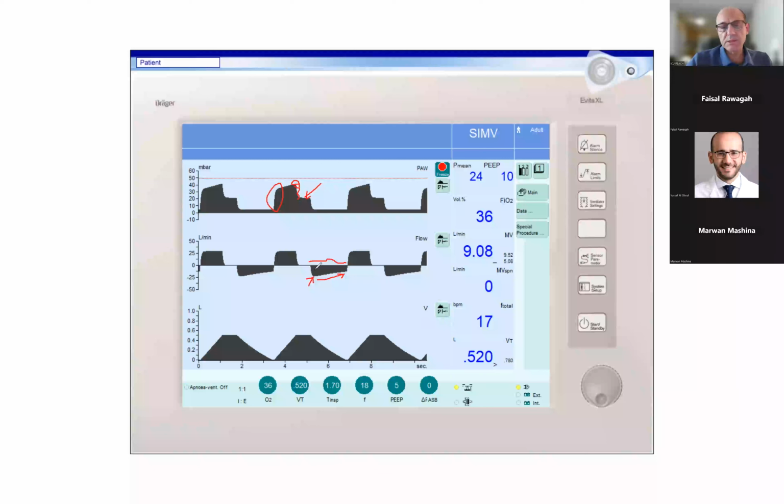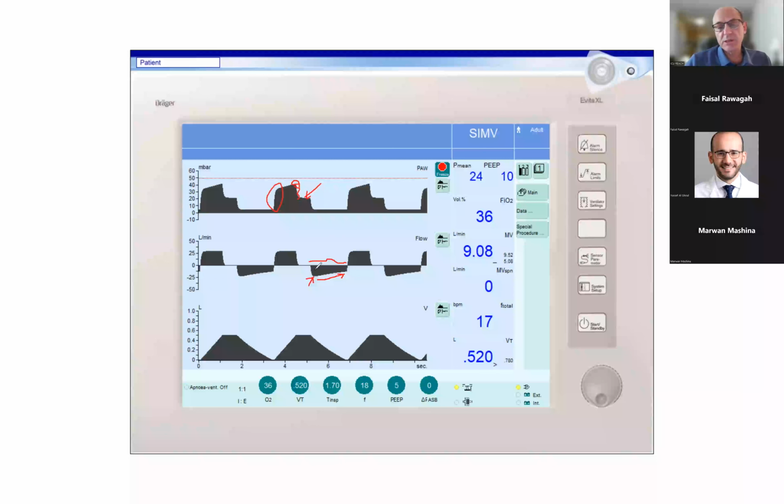The time constant is prolonged for this patient. And for people not aware of what time constant is, it's the resistance multiplied by compliance. And usually we inhale or exhale 2/3 of the air in one time constant. So if we have a time constant of 1 second, we would need to exhale the remaining of the air, we would need 2 to 3 times the time constant.